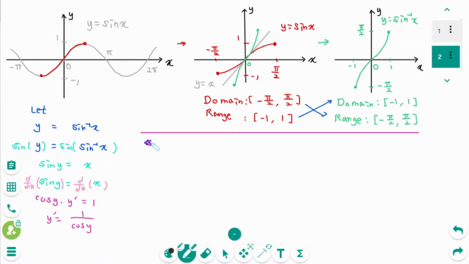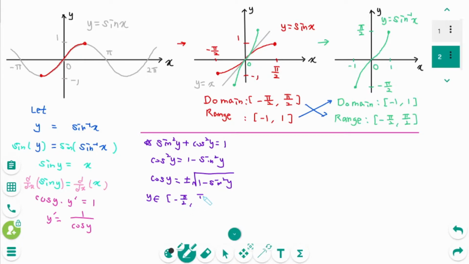Using the trigonometric identity, sine squared y plus cosine squared y equals 1, then cosine squared y equals 1 minus sine squared y, then cosine of y equals plus minus square root of 1 minus sine squared y. But the range is minus pi over 2 to pi over 2, then cosine of y is always greater than or equal to 0. So cosine y equals square root of 1 minus sine squared y.